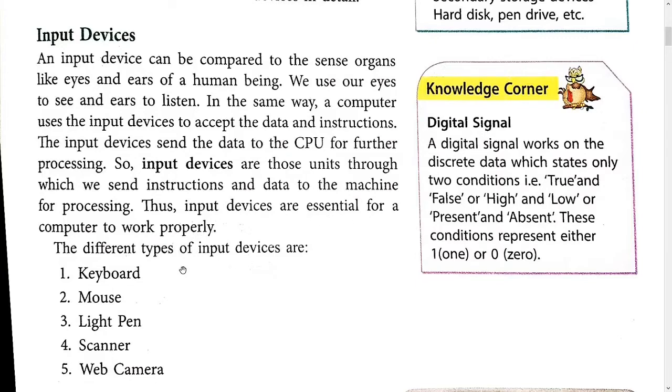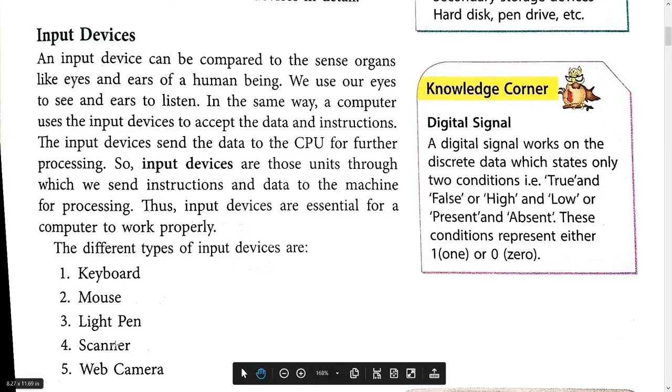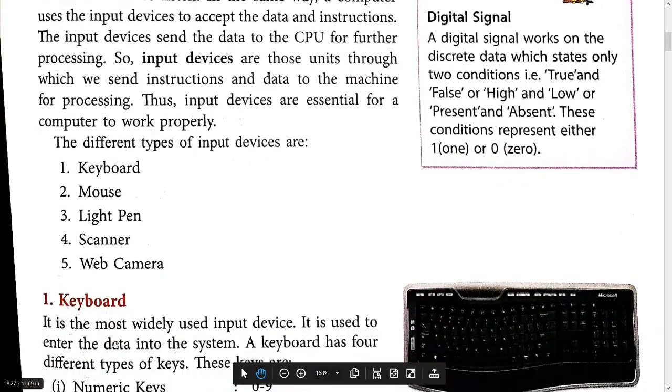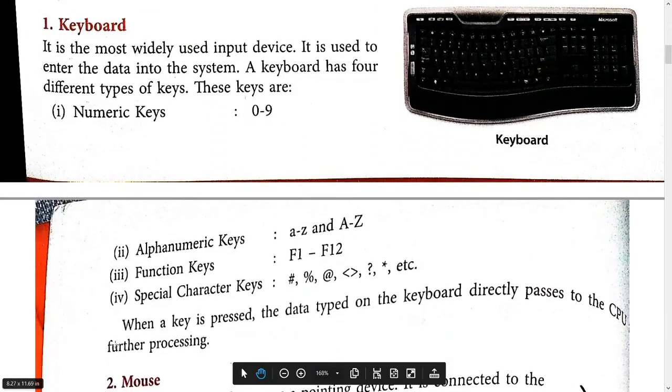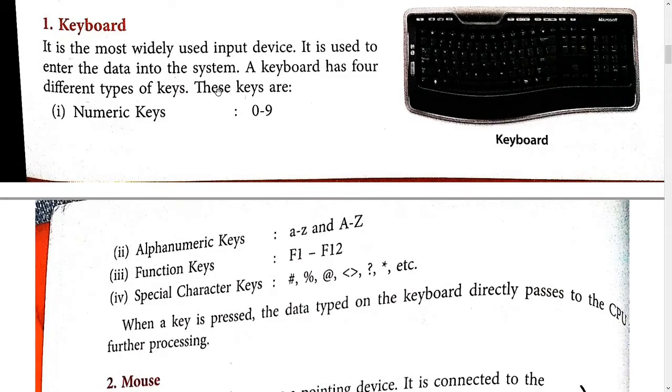The different types of input devices are keyboard, mouse, light pen, scanner, web camera, etc. So let us learn about them in detail. Keyboard is the most commonly used input device. It is most widely used. It is used to enter the data into the system. A keyboard has 4 different types of keys. These keys are numeric keys, alphanumeric keys, function keys, and special character keys.